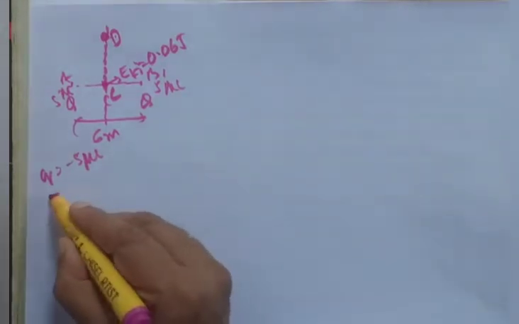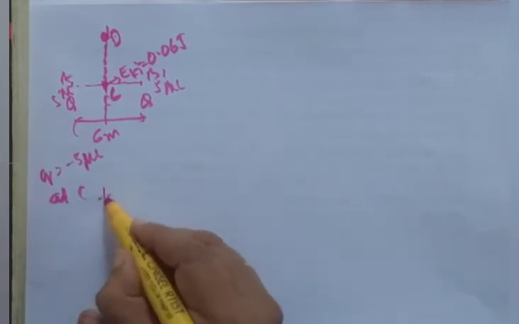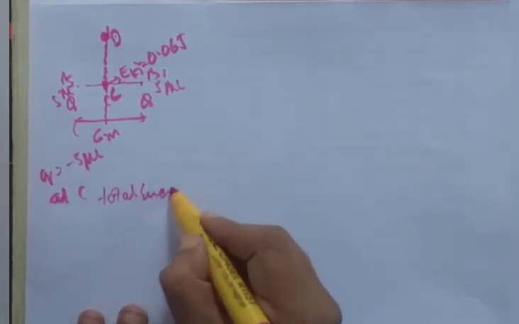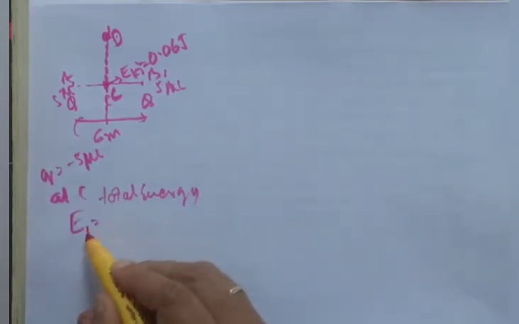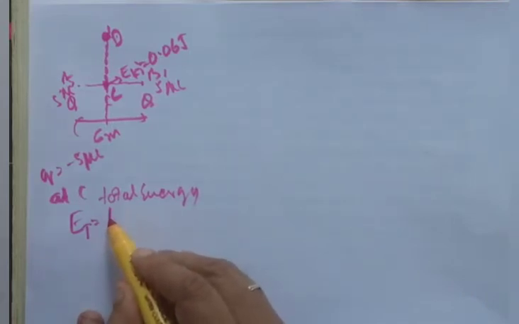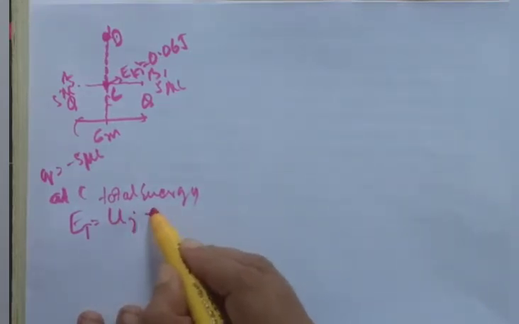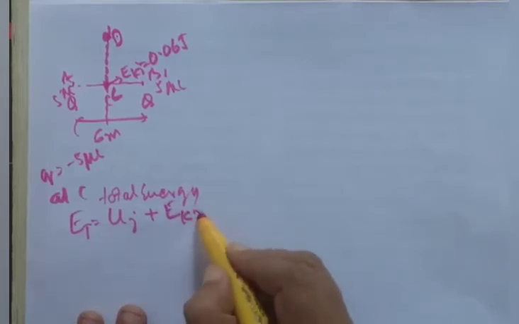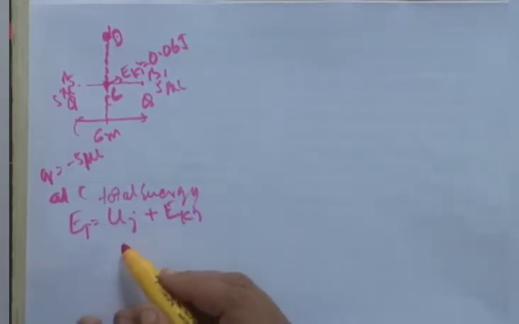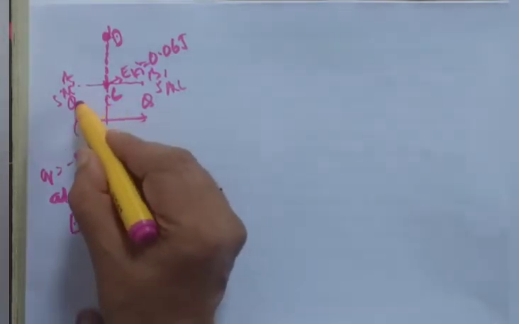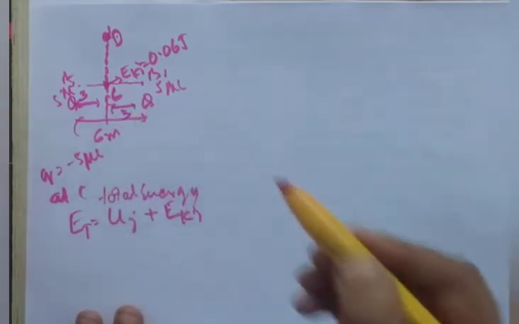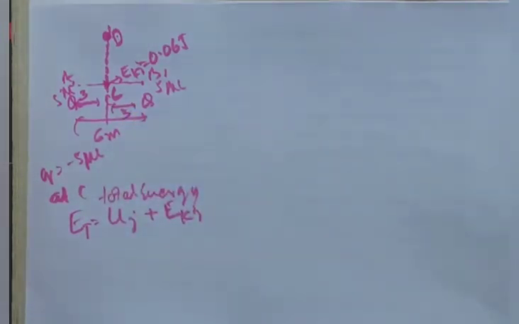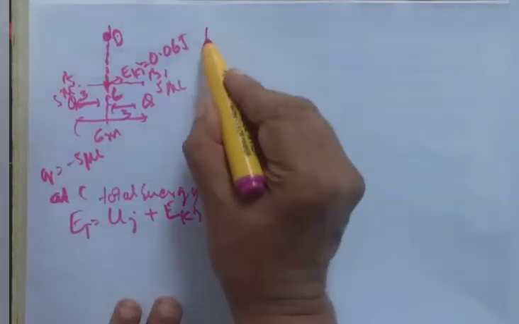Therefore, at C, total energy, I say E, or ET we write, is the initial potential energy UI plus the initial kinetic energy EKI. Initial potential energy, how to calculate? Observe, C is the midpoint, so AC is 3 meter, BC is also 3 meter. We know how to write the expression for the potential energy of the 3 charge system. We write it now.